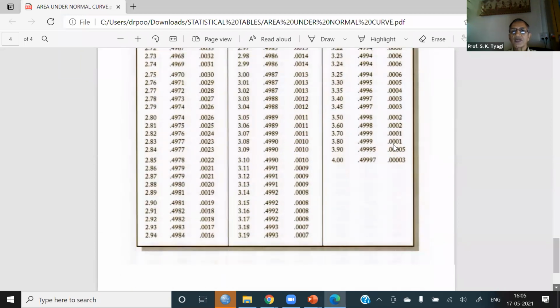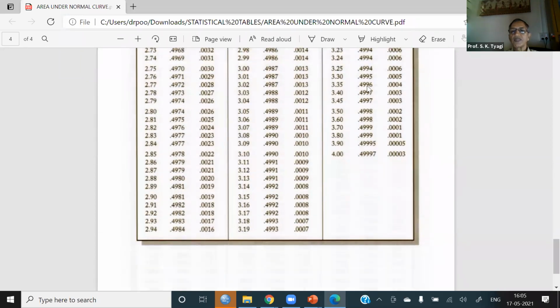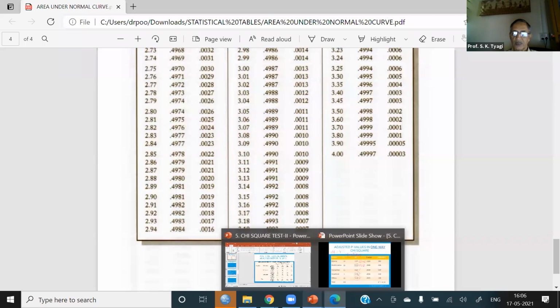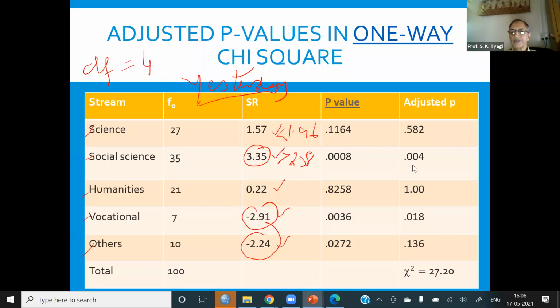3.35. Here it is 3.35. The area in one tail is 0.0004. So the area in both tails is multiplied by 2. So it is 0.0008. Okay, here 0.0008. Similarly, we can have the value for these three cells.